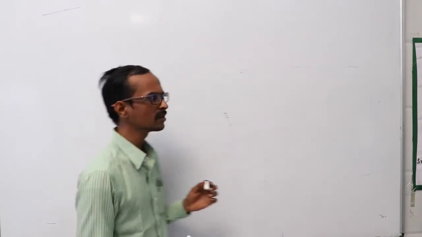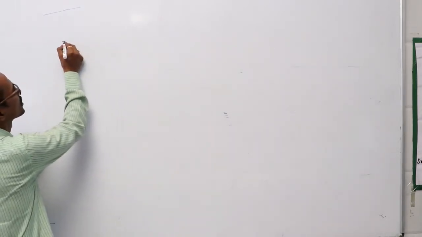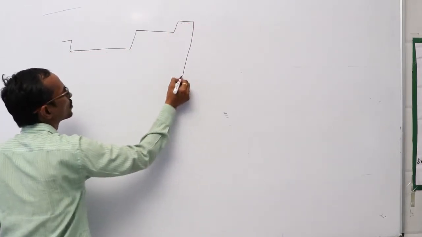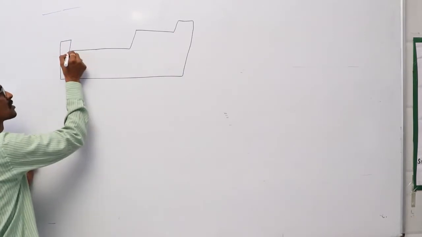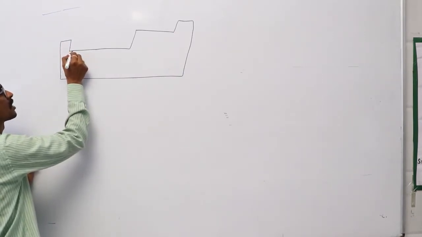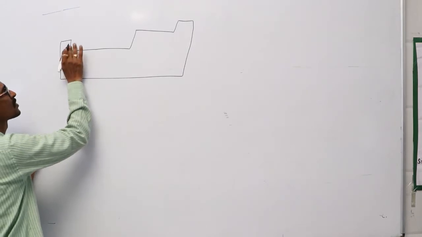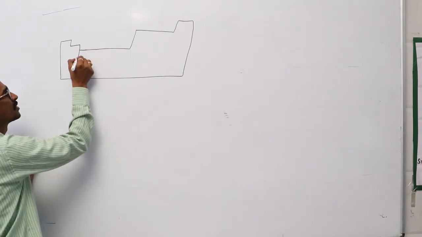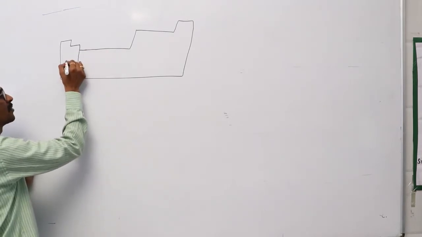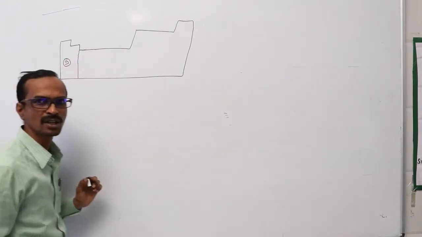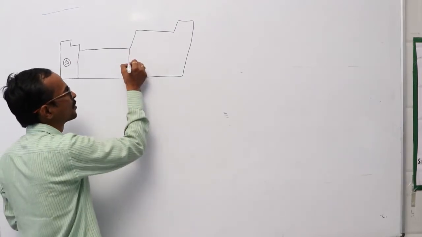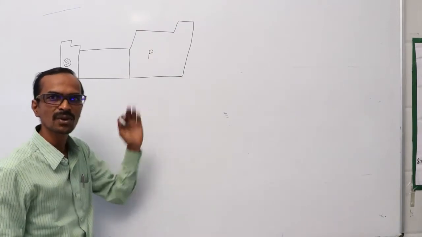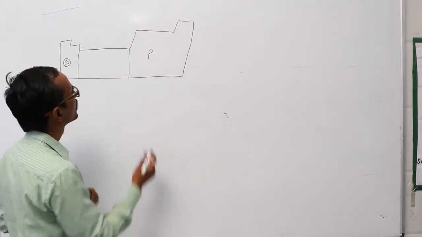So we know that based on the electronic configuration, the long form of the periodic table is classified into 4 different blocks, right? What are they? S block elements. These are present in the extreme left hand side of the periodic table. And next, P block elements. These are present in the extreme right hand side of the periodic table.